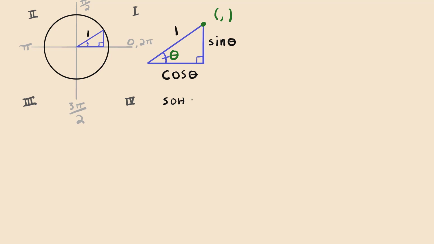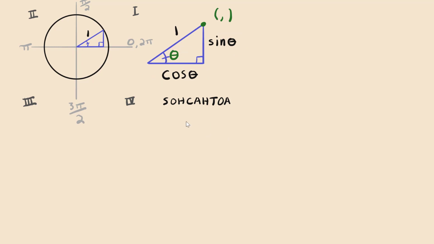If you ever get confused on which one's which, just remember SOHCAHTOA. In SOHCAHTOA, you'll notice that sine is equal to opposite over hypotenuse. The opposite of this angle is this one right here, which is the y-axis. Likewise for cosine. Cosine is the adjacent angle, so it's this one right here.